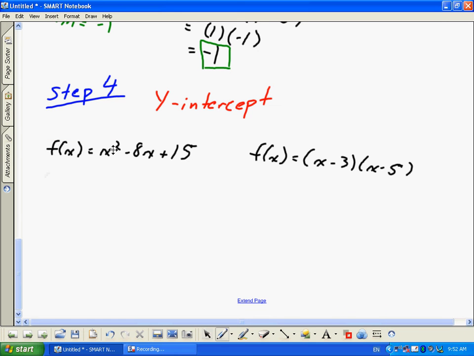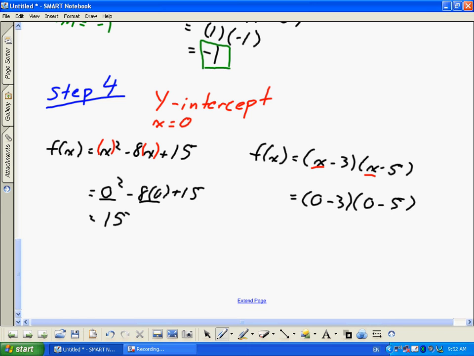So, like we said, our y-intercept, in order to solve it, we have to set the x's equal to 0. So, here are the x's here, and here are the x's here. I replace those with 0. Becomes 0 squared minus 8 times 0 plus 15. It's pretty straightforward. This will be 0, this will be 0. So our y-intercept apparently is at 15. Let's double check over here. 0 minus 3, 0 minus 5. I get negative 3, negative 5, positive 15. So again, I found that my y-intercept is positive 15.